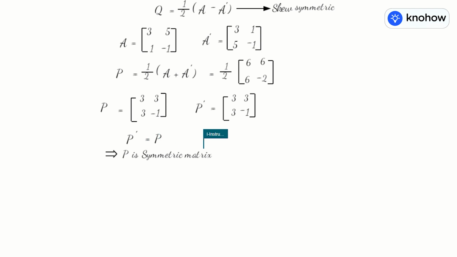And now let us work out Q. Q is half (A minus A dash). Keeping half out, you already have A and A dash. Take the difference. So it is 3 minus 3, 0. 5 minus 1 you get 4. And 1 minus 5 you get negative 4. And minus 1 plus 1, of course you get 0. So this is Q.